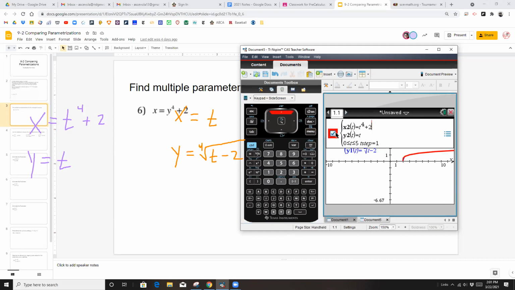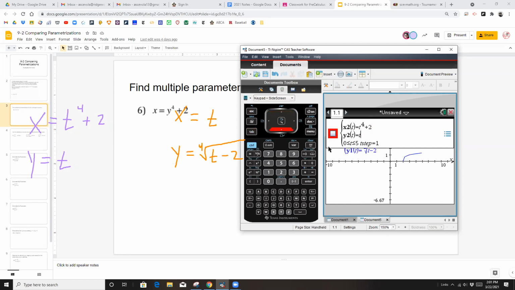So if I unclick this one, all right, because we defined it differently, that blue graph will overlap with the red graph. Since we had x is equal to t and t is from 0 to 5, it's only going to graph up till 5 because this bottom equation, y equals the fourth root of t minus 2, if you plug in 0 or 1 or anything less than 2 for t, you're going to get the fourth root of a negative, which won't be a real number. So that's why the graph kind of starts a little later.